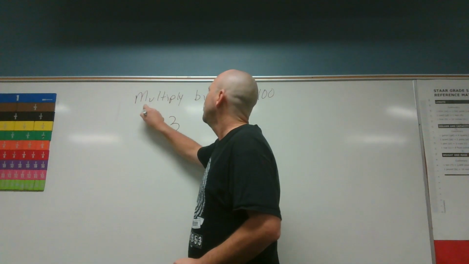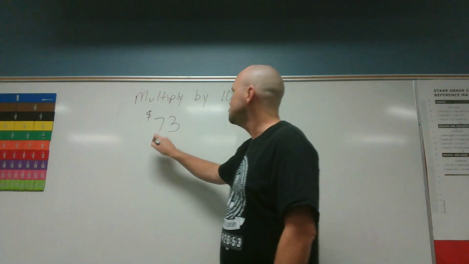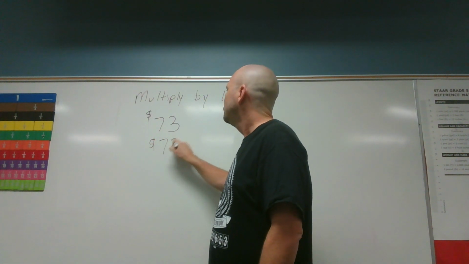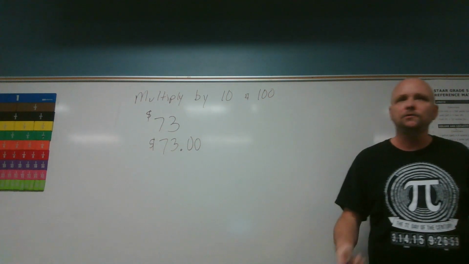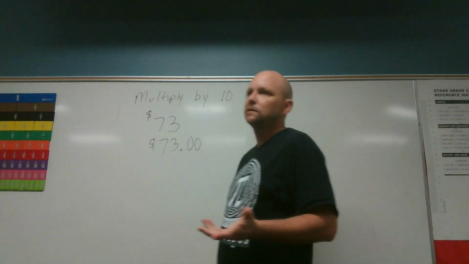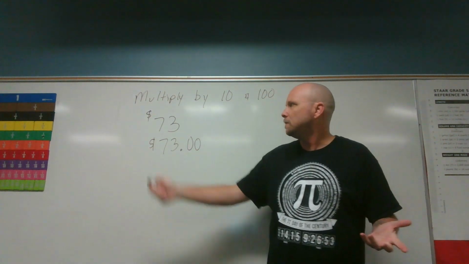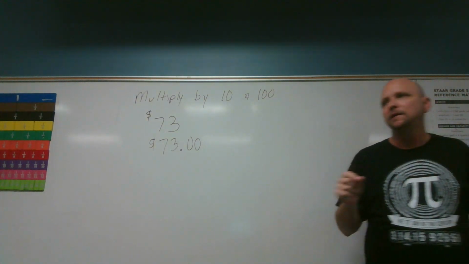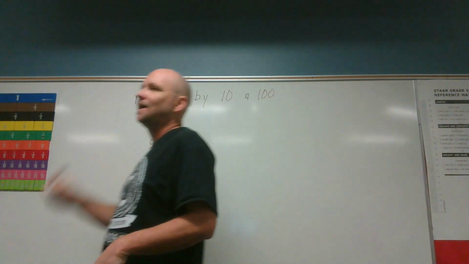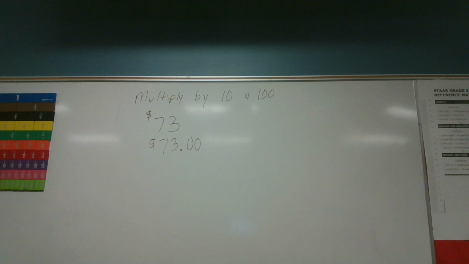Because I could say, this is $73, and I could say, this is $73.00. Value is the same, correct? Yeah. Okay? So the value is the same. So if we don't see the decimal point written, you're always going to find it behind the ones place.